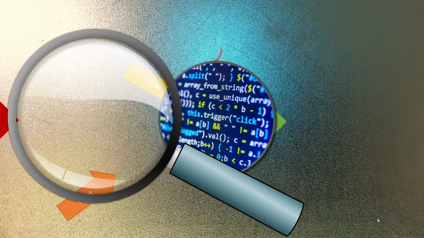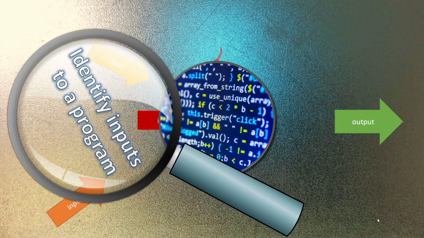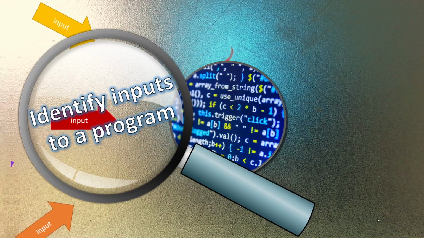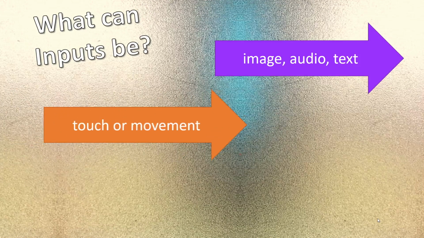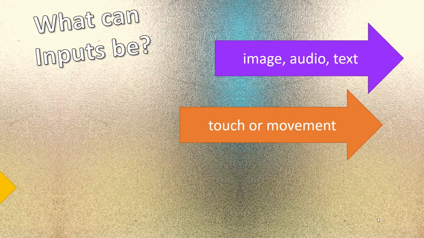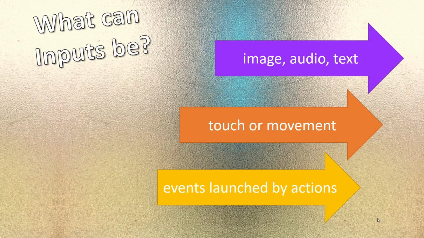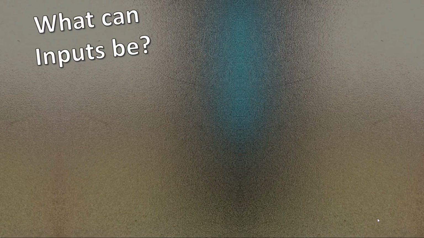Now, there will be some variety in the inputs depending on your program, but generally speaking, inputs look like this. They could be images, audio, text. It could be touch or movement. It could be events that happen. It could even be from another program which does that, right? So these are all the types of inputs that we have. Think of your phone. What kind of stuff can you do with your phone? You can push buttons, you can tap the screen, you can shake it, you can use the camera.